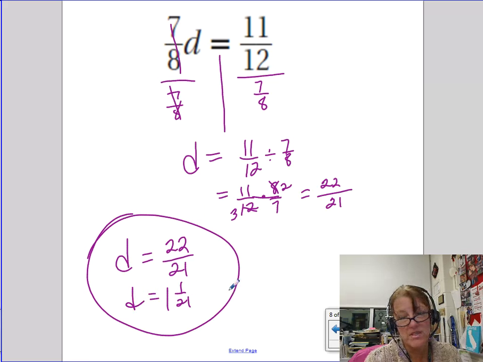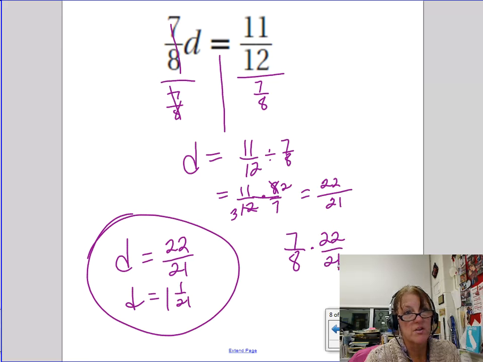Now, that is probably some nasty, ugly decimal. I don't even know on your calculator display if you would see that this really is a repeating decimal. That's why I like to leave the fractions as they are. I want you to check this guy. 7/8 times 22/21 ends up giving me 11/12. Hey, crazy.